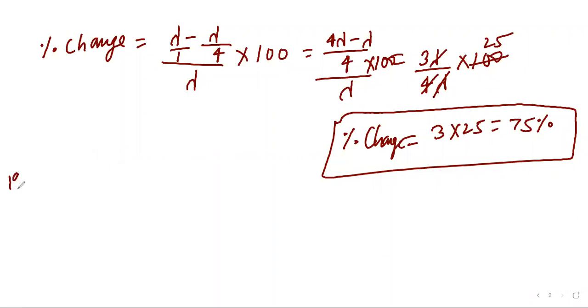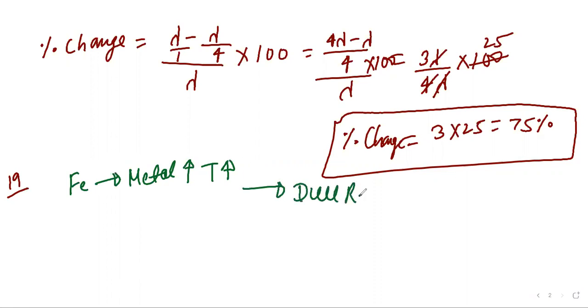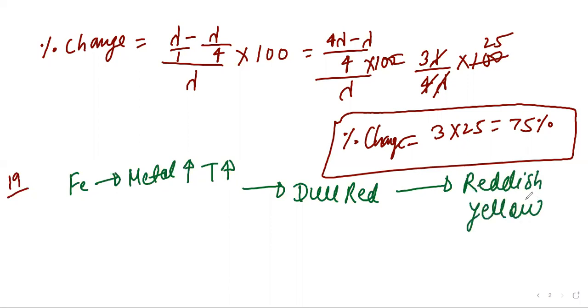Now we'll solve the next one, 19. A piece of iron is heated in a flame. So iron metal is there, it is being heated, then its temperature will be increased. Initially it becomes dull red, then becomes reddish yellow, and finally turns to white. The correct explanation for the above observation is using which law? This was asked in 2013.